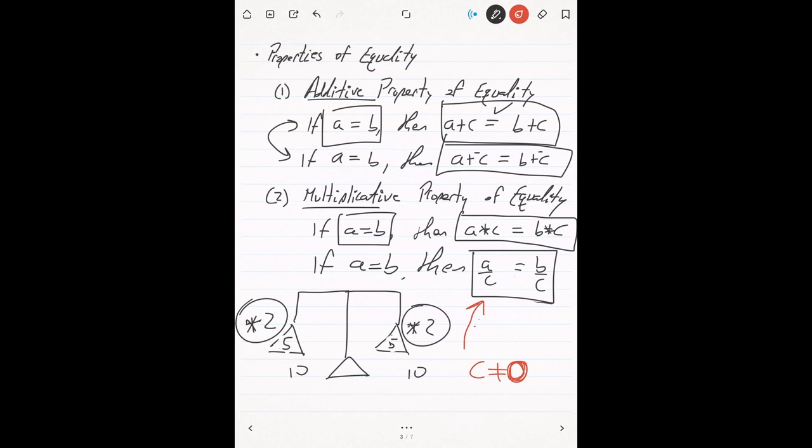Pick any other real number. Pick whole numbers. Pick negative numbers. Pick fractions, decimals. Pick something like pi, whatever. It will always work.